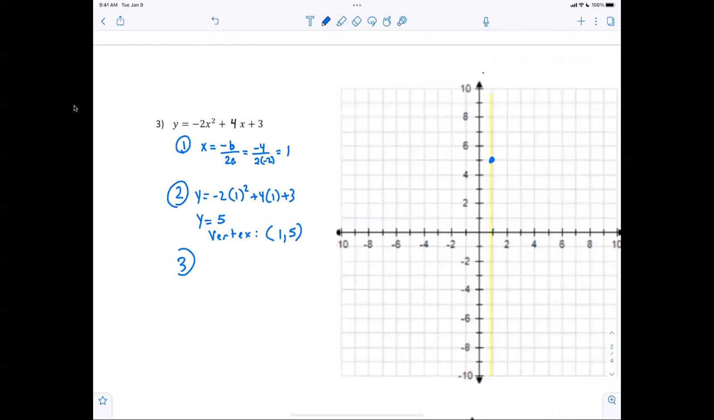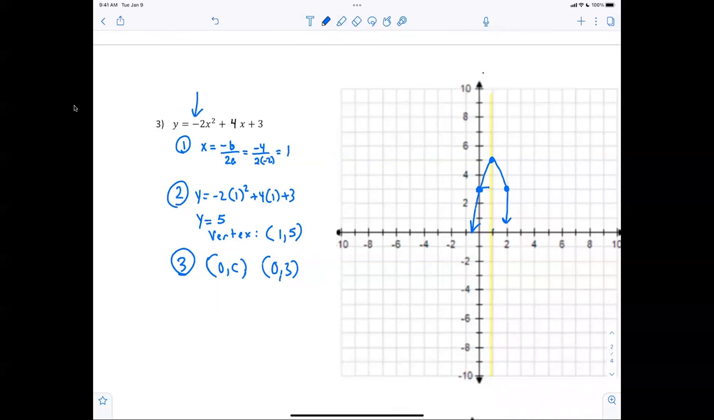Okay, step 3. What is the y-intercept? Zero comma c. What is c in this case? 3. So everybody graph 0 comma 3. How far away are you from the axis of symmetry? 1 unit away. So all you do is put another dot right there. And now you know the graph is opening down. Now, how do we know it was opening down? Because we knew it was a negative out in front.